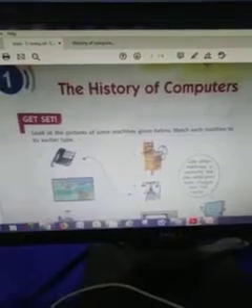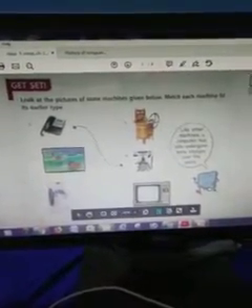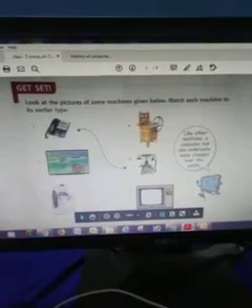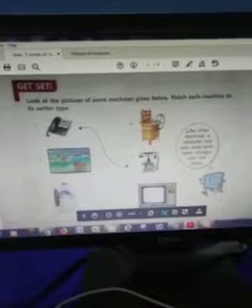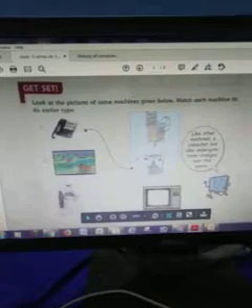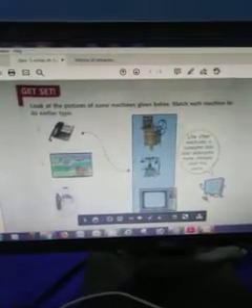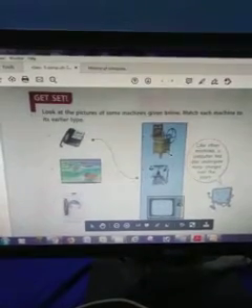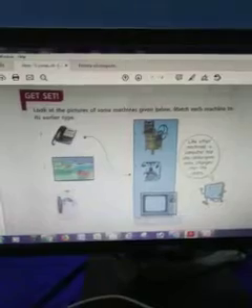See here on the first page you are seeing some machines. These are the modern form of those particular machines, which looked like this in earlier times. So this is the oldest form of these machines. Now let us start the chapter.